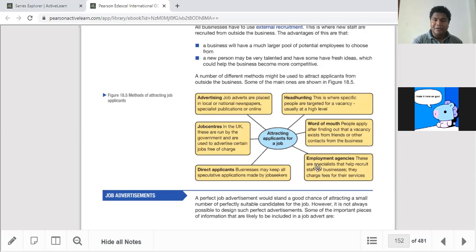Another method we call employment agencies. This is where specialists help recruit staff for the business. They charge fees for their services. Right? Sometimes staff are recruited from employment agencies. We also have what we call manpower companies. If you want some kind of, let's say, security, we go and find a security company and then we take those people, we outsource them. Or sometimes we need some labor jobs, right?